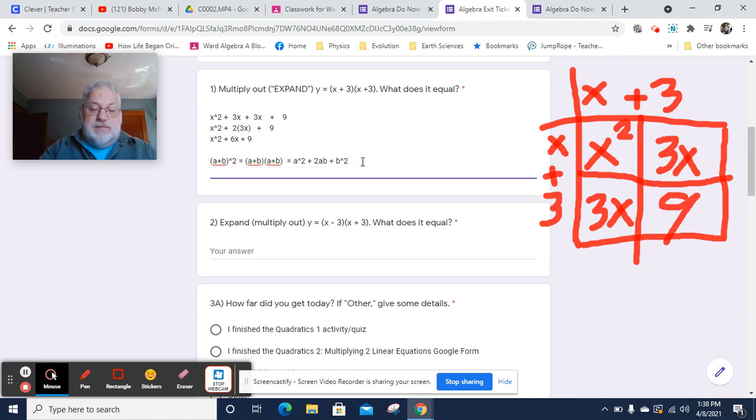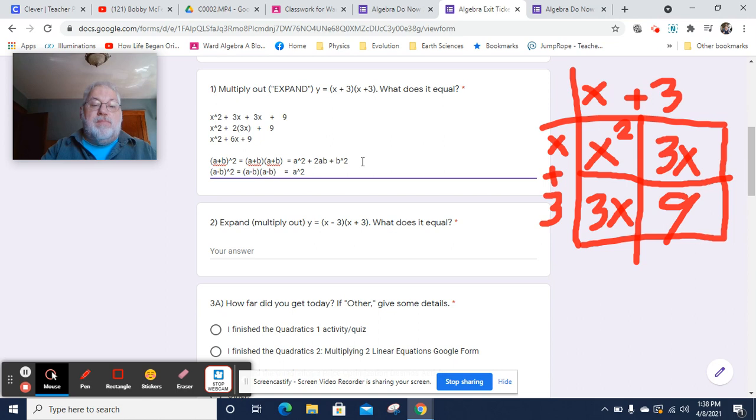If it was a minus b squared, then of course that's a minus b times a minus b, and then you would end up with a squared at the beginning.